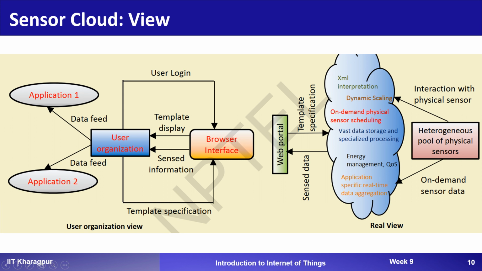So basically, in the end user view, these things are not known to the end user. However, in actual, these things take place at your sensor cloud.